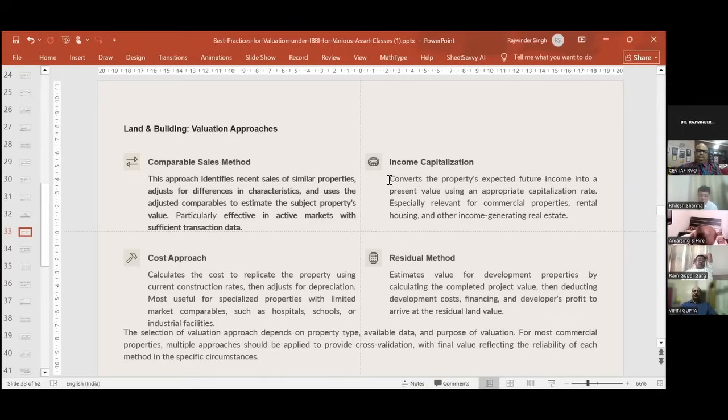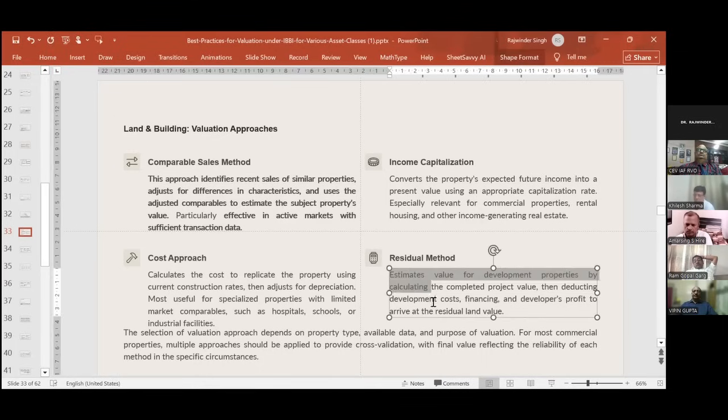Another method, which is a combination of these three methods, is the residual method. In the residual method, we estimate the value for development properties by calculating the completed project value and then deducting the development cost. So whenever you are doing valuation of a property which is to be developed, let us suppose you have to do the valuation of a mall.